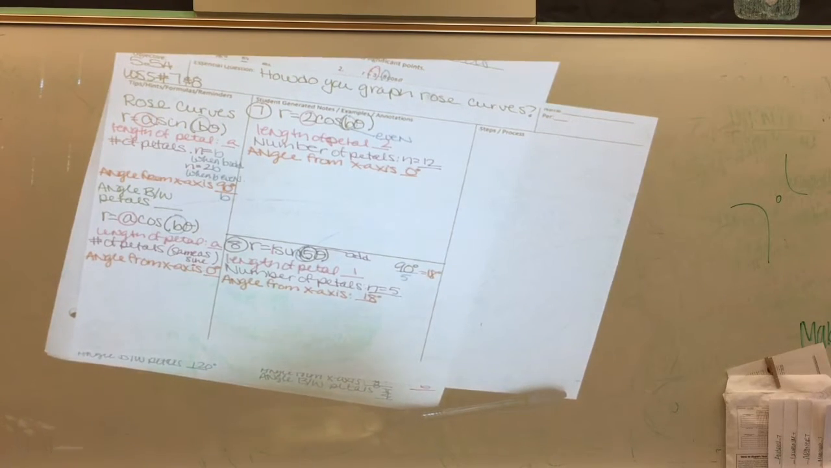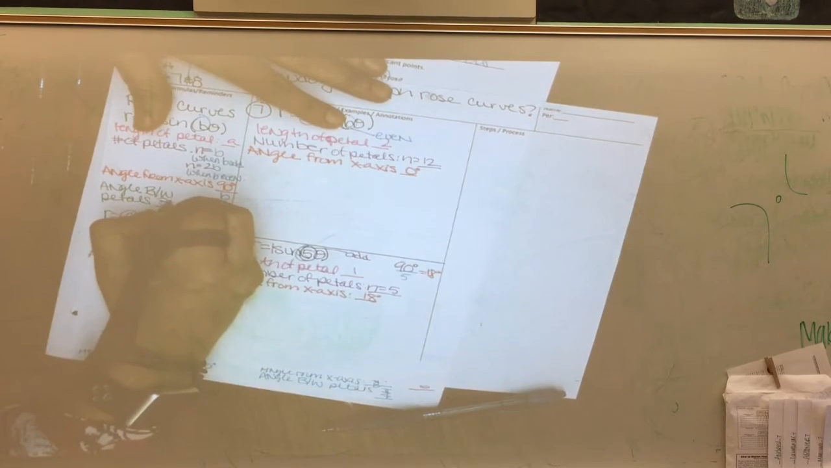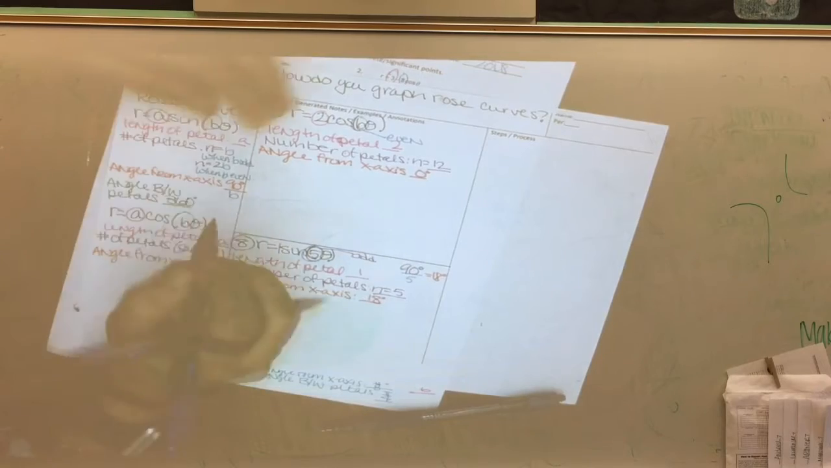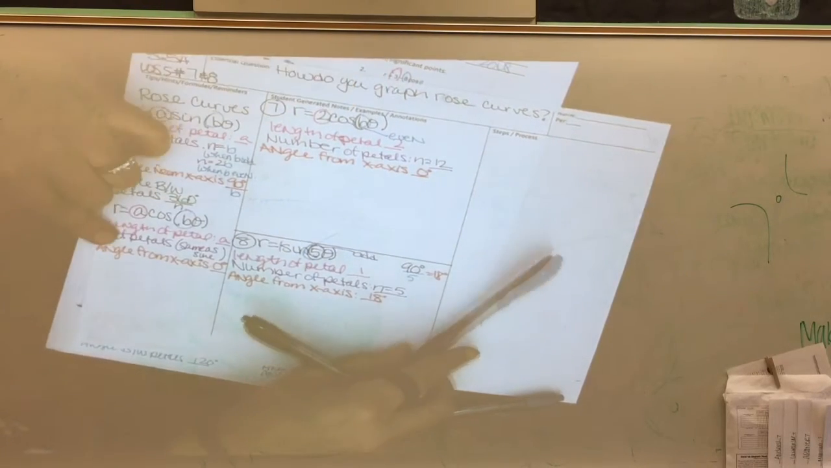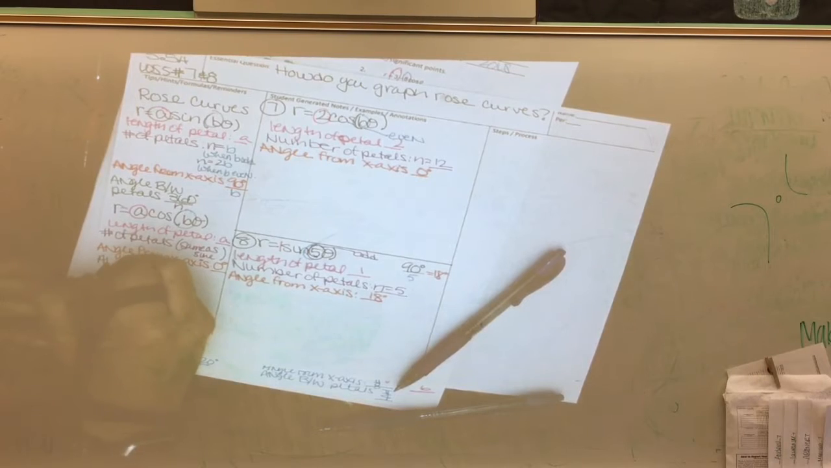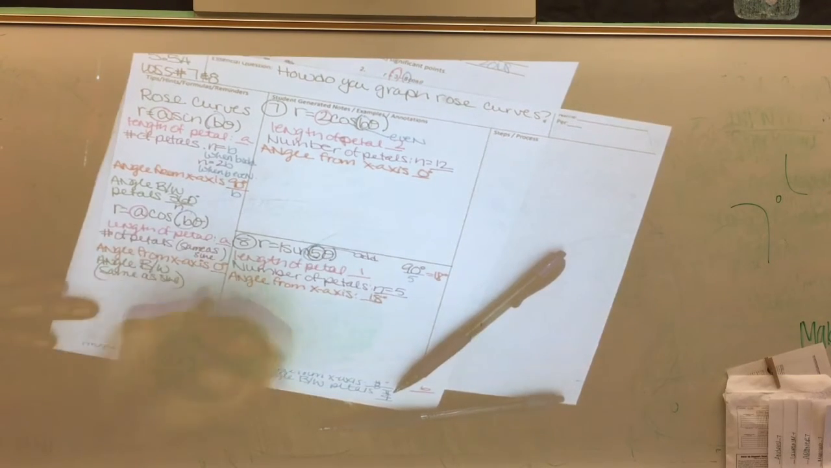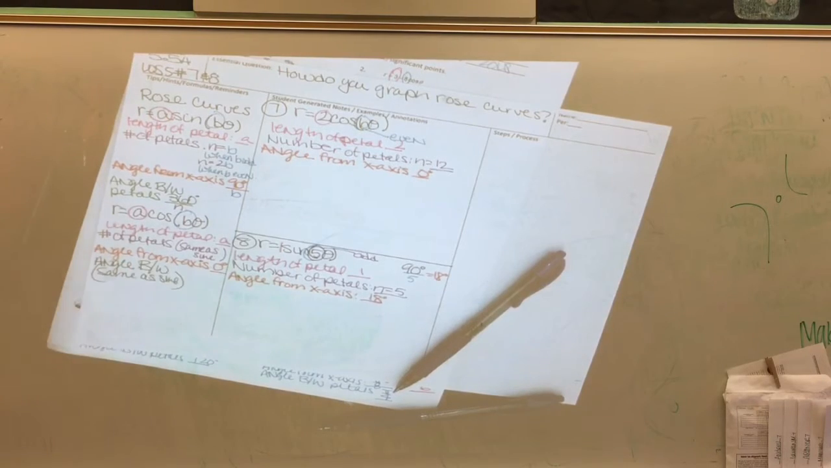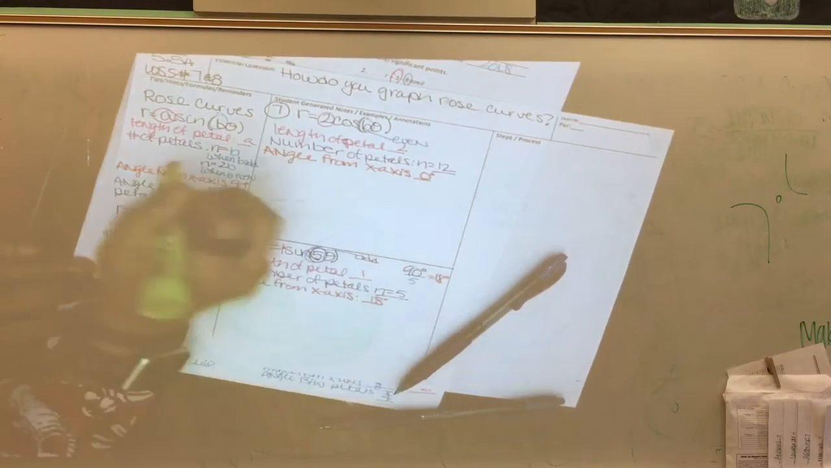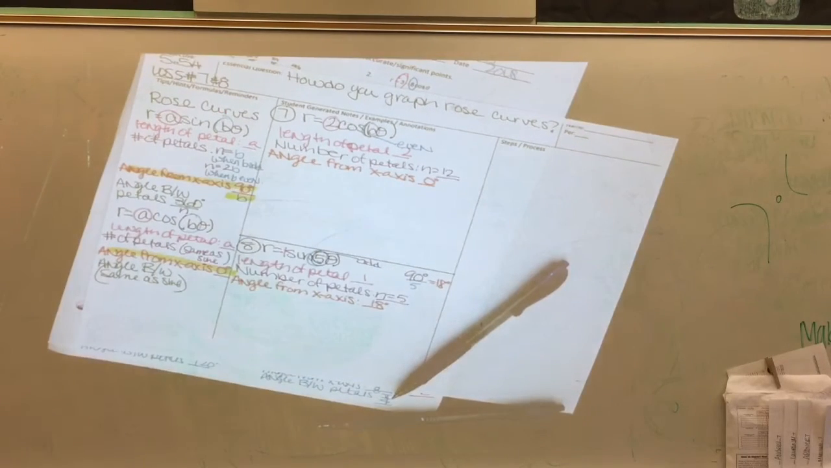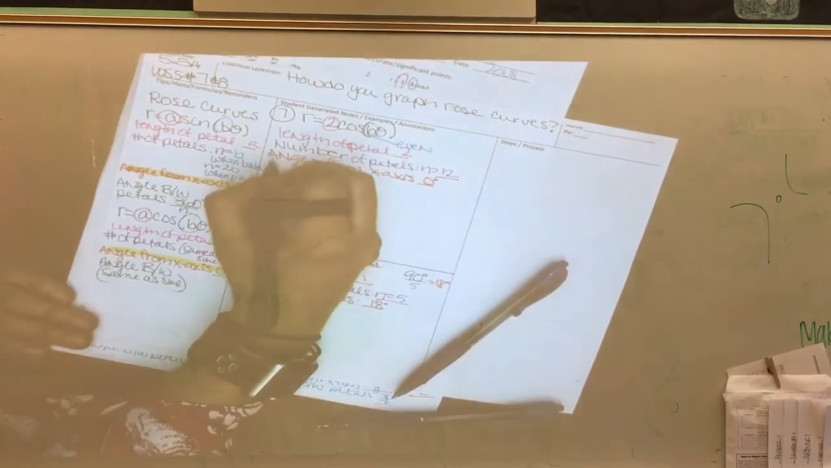Okay, so I need to figure out the angle between the petals. Anybody remember that one? It's 360 divided by the number of petals. Very good. Okay, and that's the same for both. So angle between, same as sine. Okay, the only thing that's different is this part right here, so I'm going to highlight this part so I don't forget.